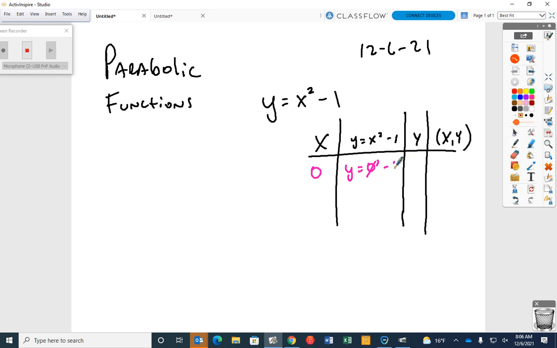0. Y equals 0 squared minus 1. Well, that's easy. What's 0 squared? 0. And what's 0 minus 1? Negative 1, okay? So my first point is 0, negative 1, okay? Always start with 0, right? Okay. Now, let's plug in another point here, okay?